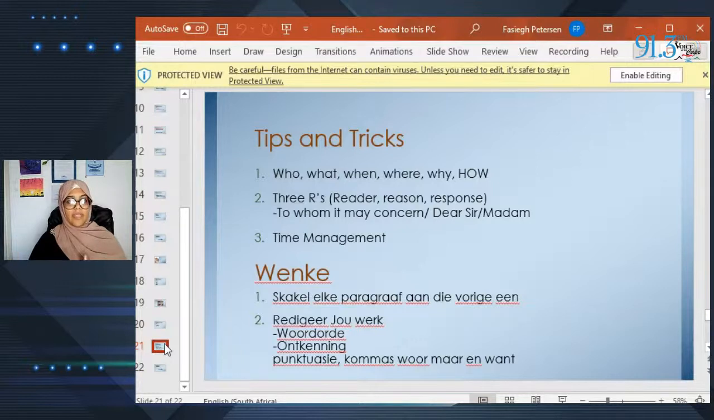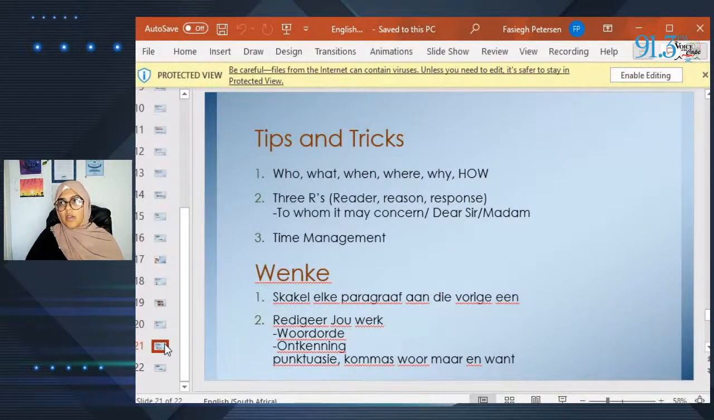And whoever your reader is, the writing needs to be appealing to them, because you can't write something formal to a 10-year-old child. They will not understand what you are saying, and it wouldn't make sense. And also, the reason for you sending the letter, for your speech, for the interview, for whatever it is that you are writing, the reason has to be there.